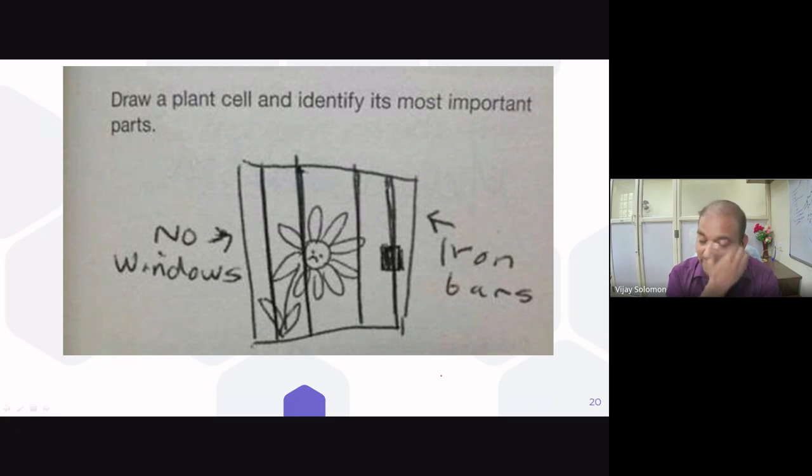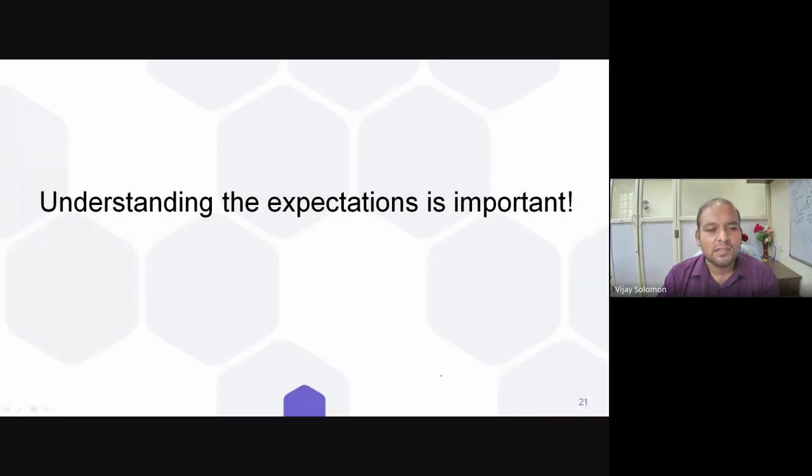And we used to say the same thing to our students also. Ma'am, why did you give only 7 out of 10? No, I expect these things. And then the student will tell that, no, ma'am, if you could have told this earlier, we could have done it. The point here is the conflict is arising because we did not understand the expectation. So understanding the expectations is very, very important, right?